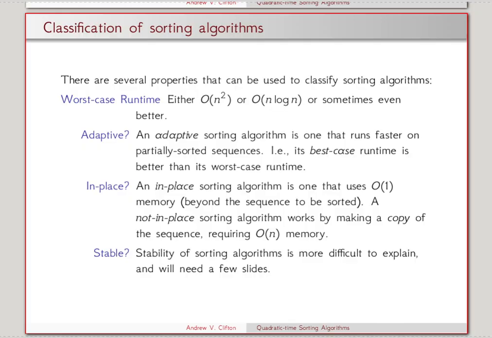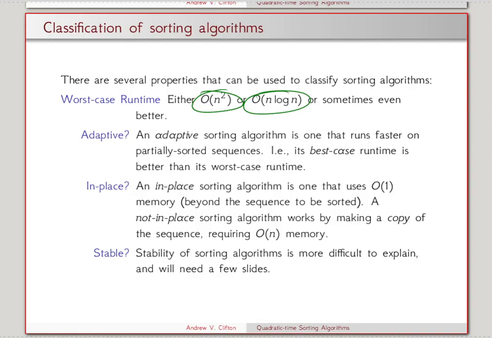Now, when we look at sorting algorithms here, we're going to classify them in a few different ways. Of course, one big way is just what's its big O worst case. That can be n squared or n log n, or sometimes we can even do better than that. Right now, we're going to start by looking at the n squared ones, but we'll see the n log n ones later on.